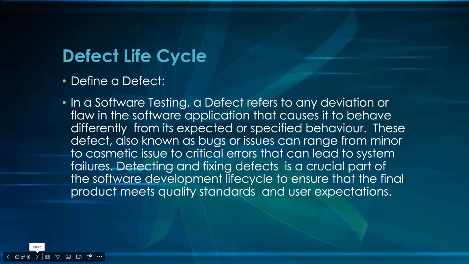Different organizations use different names amongst these three. Defects can range from minor, which can also be classified as cosmetic, to critical errors that can lead to system failures. So detecting and fixing defects is a crucial part of the software development life cycle to ensure that the final product meets quality standards. I'm sure you guys have heard this word quality over and over again. In some cases, we'll say high quality standard. So it's always there, and user expectations. Next slide, please.